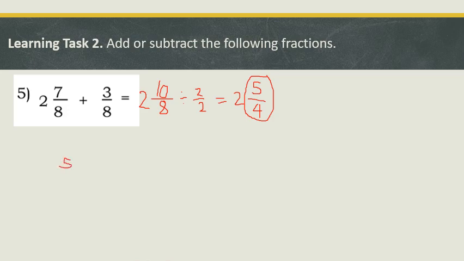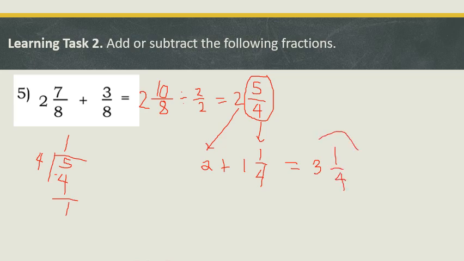So, gawin natin siyang mixed number. So, 5 divided by 4. So, ito ay 1. 1 times 4 is 4. 5 minus 4 is 1. So, kaya yung 5/4 ay magiging 1 and 1/4. Tapos, ito ay add natin. So, 2 plus 1. So, kaya siya magiging 3 and 1/4.